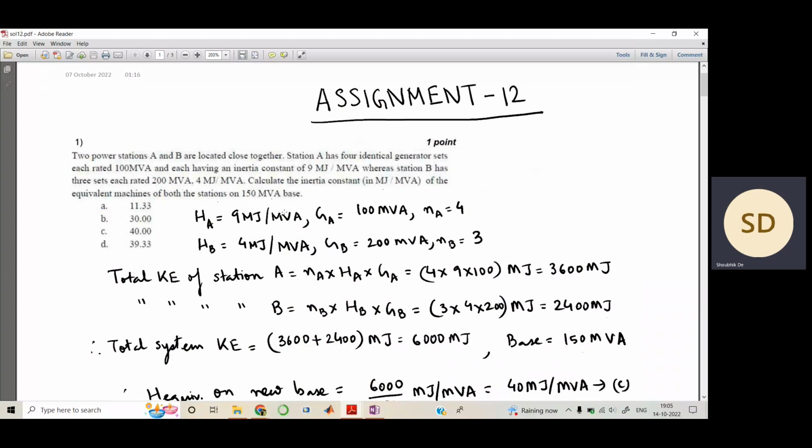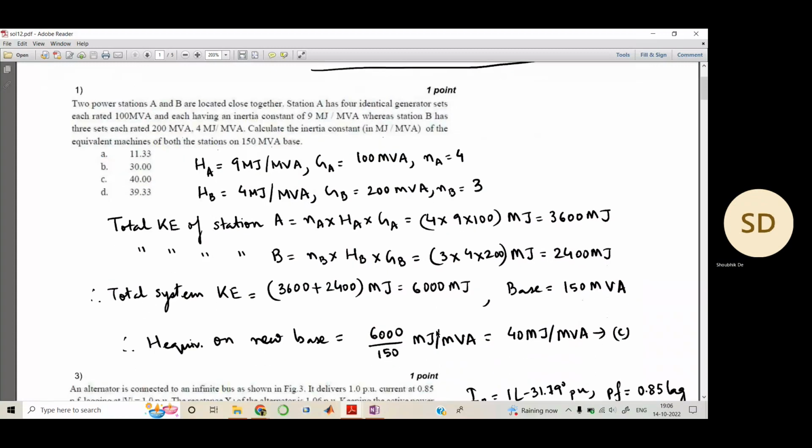So basically 4 into 9 into 100, which is 3600 megajoule. Similarly, for station B, we get 2400 megajoule. Now the total system, so total means the total kinetic energy of station A and B, is 3600 plus 2400. It comes out to be 6000 megajoule.